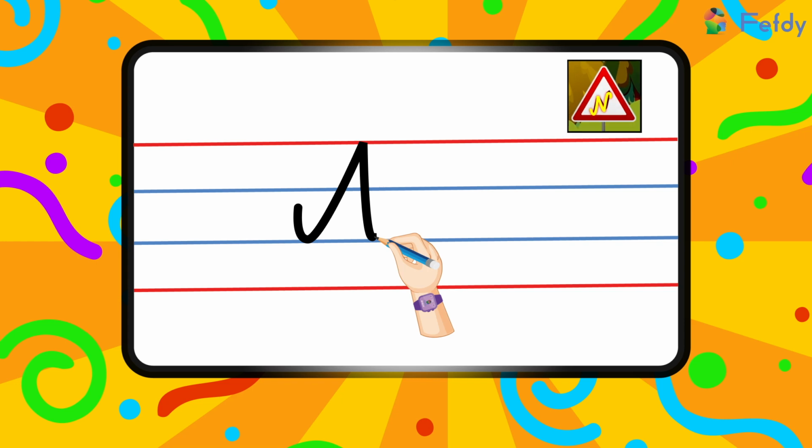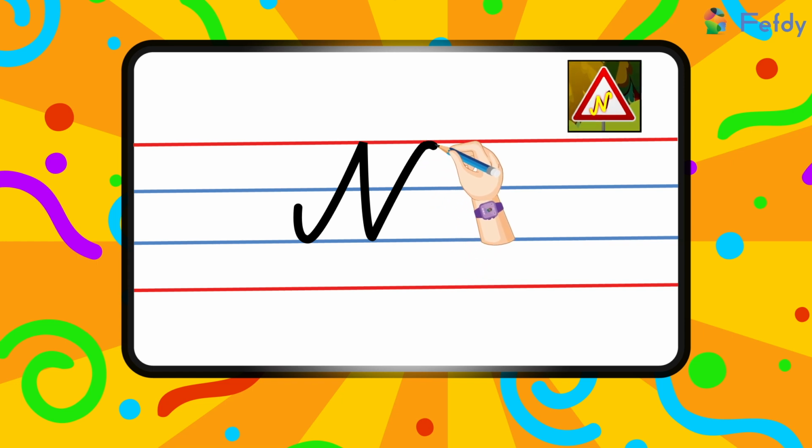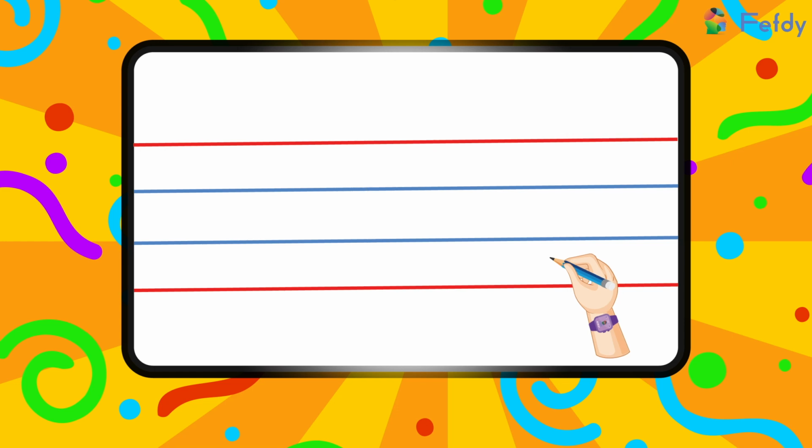And then we will draw an upward standing line back to the top red line and end it with a curve. And that's it. Here we have it, the capital cursive letter N. Shall we try this again?